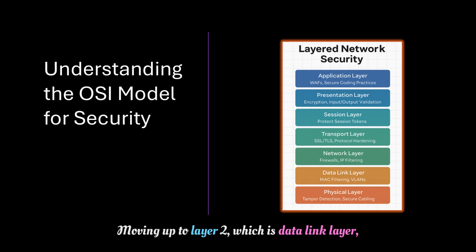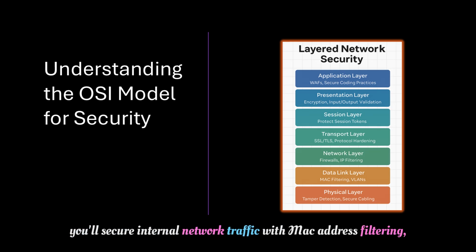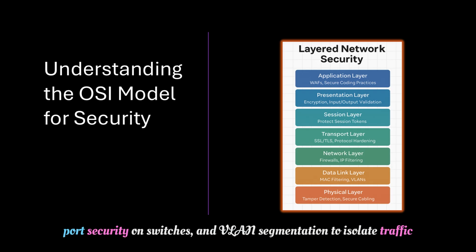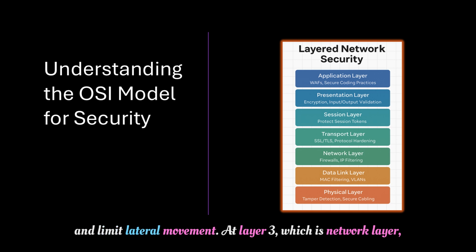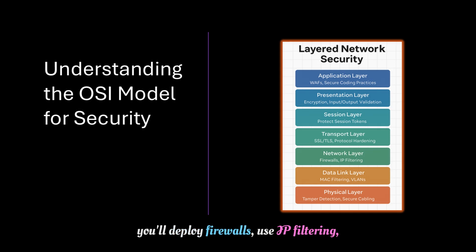Moving up to Layer 2, which is the data link layer, you'll secure internal network traffic with MAC address filtering, port security on switches, and VLAN segmentation to isolate traffic and limit lateral movement. At Layer 3, which is the network layer, you'll deploy firewalls, use IP filtering, and configure routing protocols securely to control how traffic flows and prevent unauthorized access.